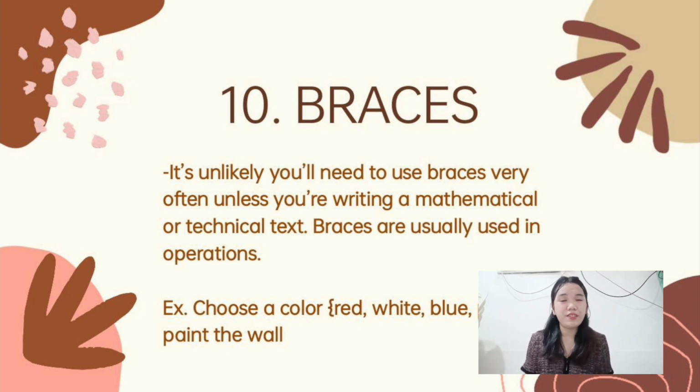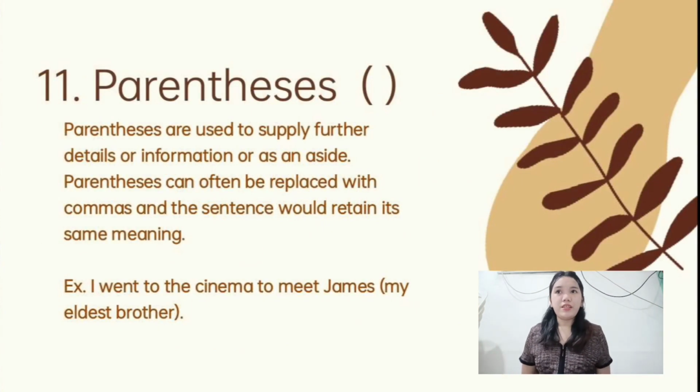Another example is we can use the braces in the mathematical operations, like the numbers, to use the operations like that. So number 11 is the parentheses. Parentheses are used to clarify further details or information, or as an aside. Parentheses can often be replaced with commas and the sentence would retain its same meaning.